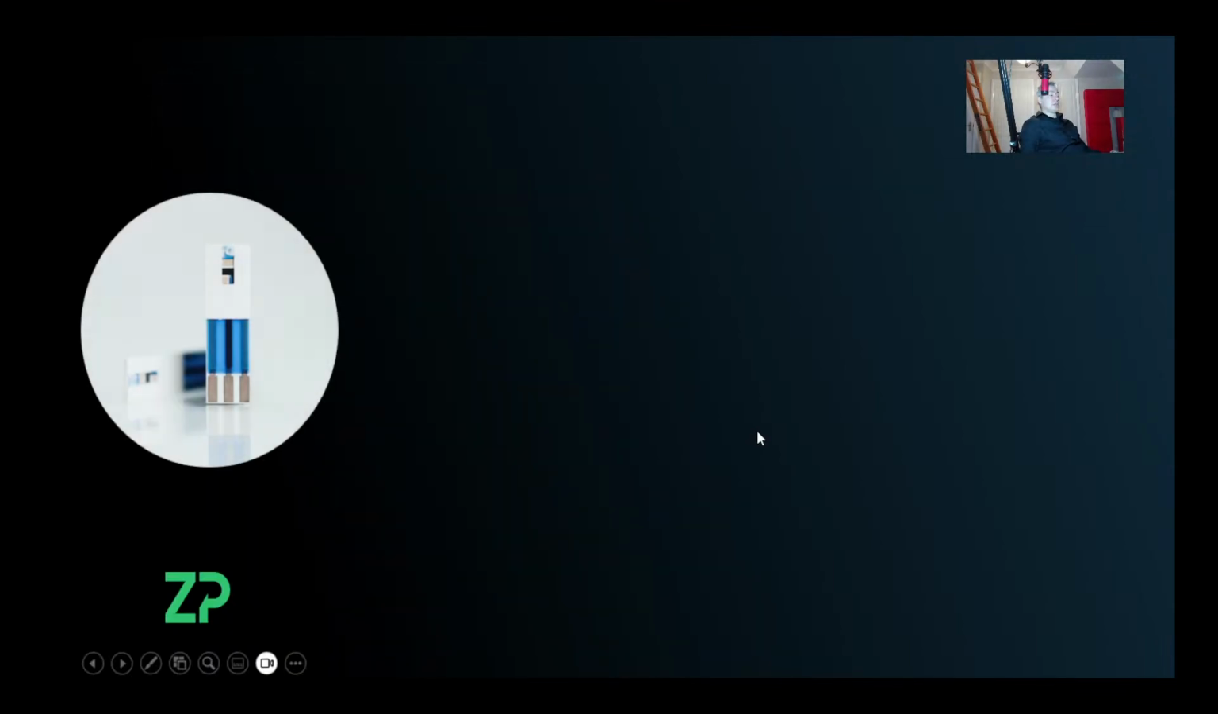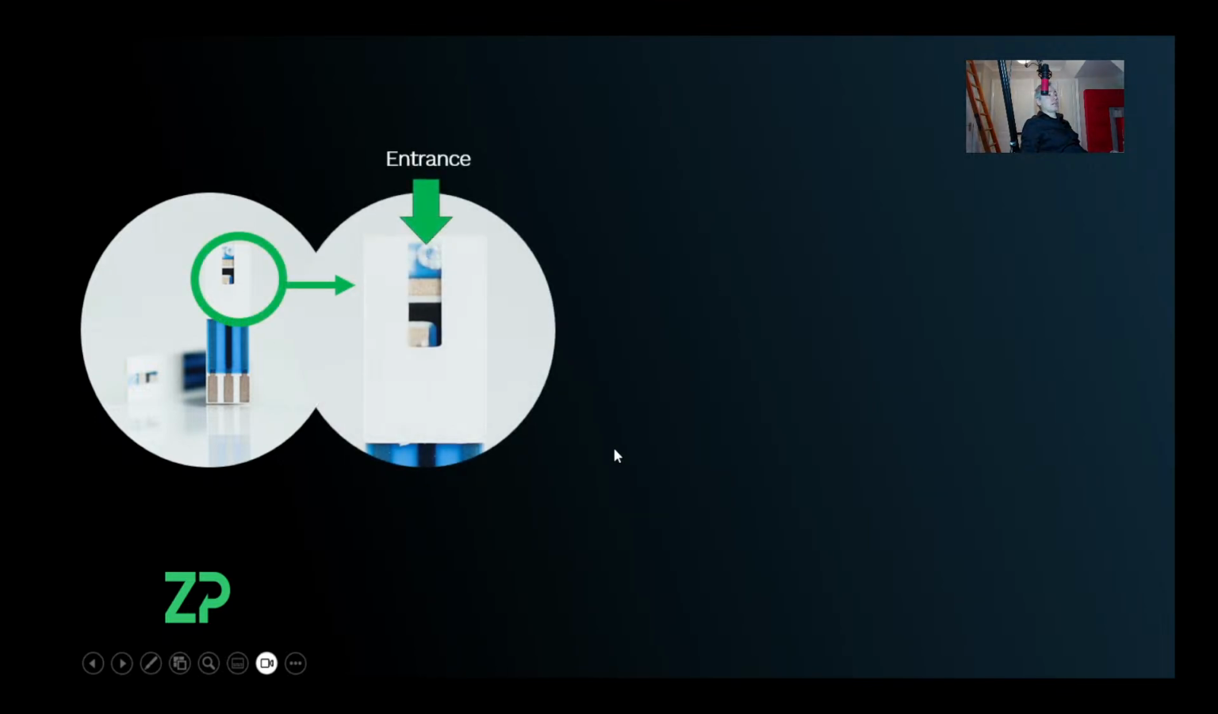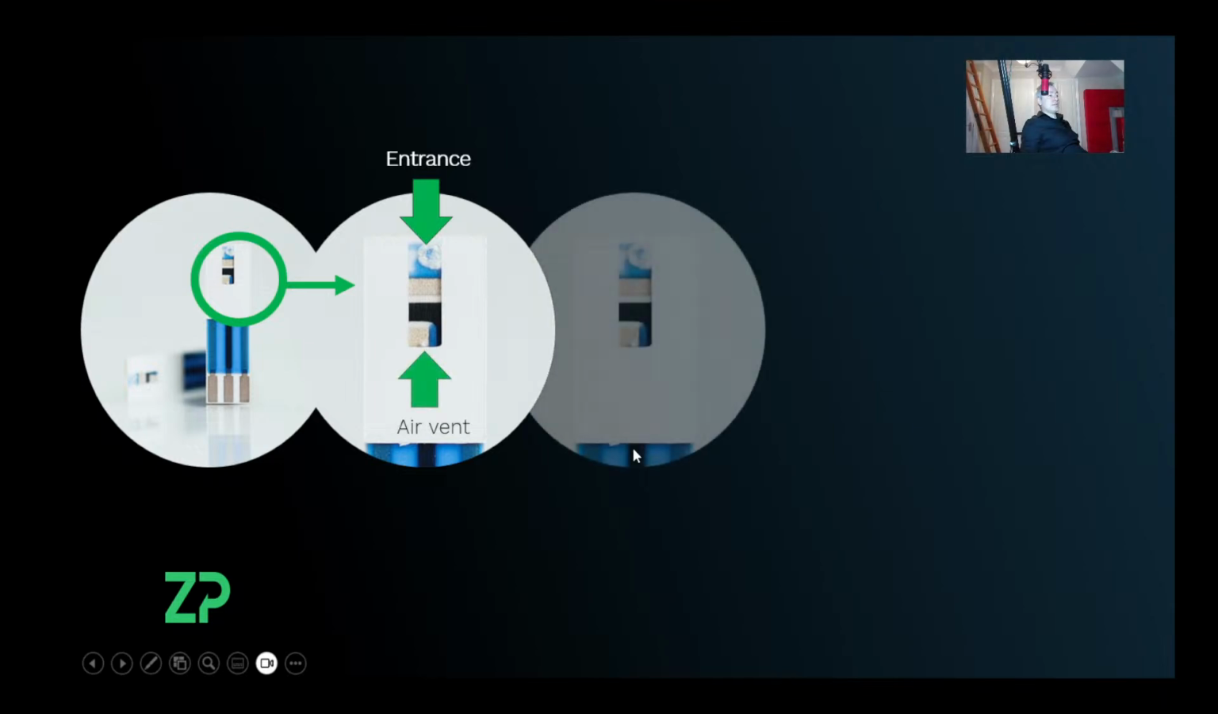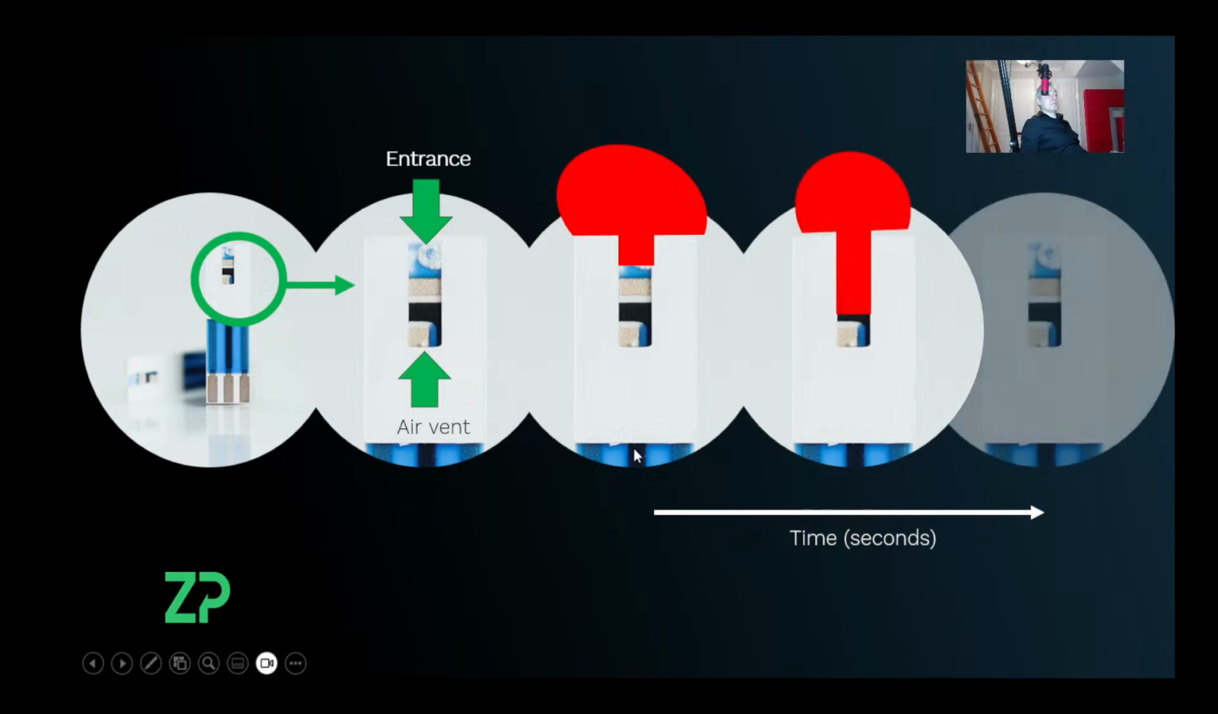I just want to draw a comparison, because I've seen the connection between lateral flow strips and electrochemical sensors for years. This is a kind of glucose sensor. At ZP, we do ISO 13485 manufacturing. We can manufacture these things on behalf of other people. You have an entrance, you have an air vent here. You put the sample on here, and the sample fills up this chamber by what's called capillary action.